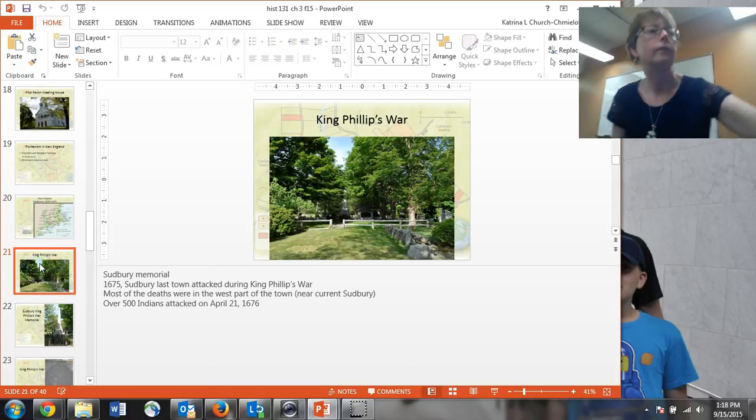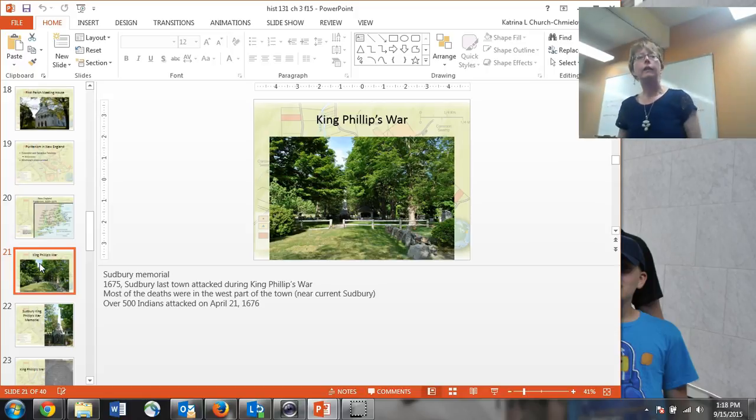Okay? And this is in Sudbury, and this was the last town attacked during King Philip's War. This is a memorial to the colonists who were fighting against King Philip there. Over 500 Indians attacked on April 21st of 1676.